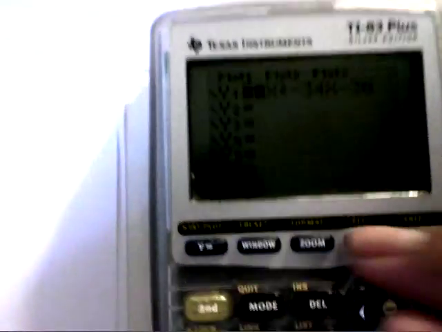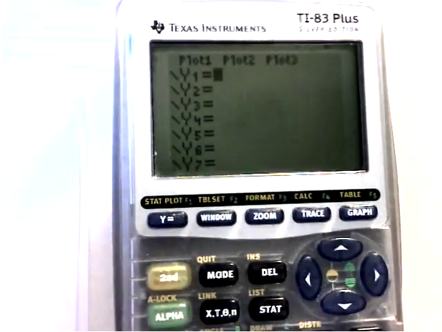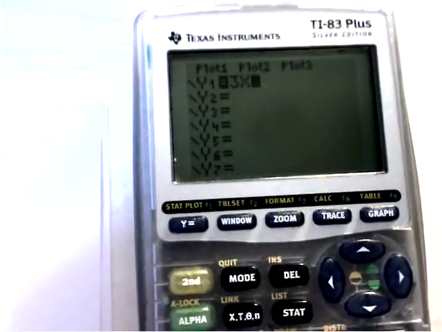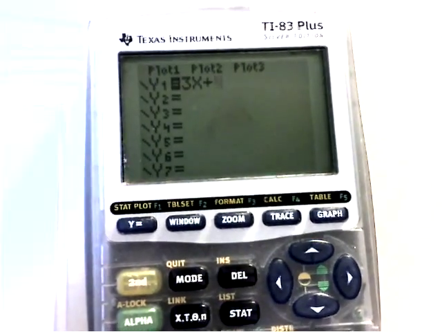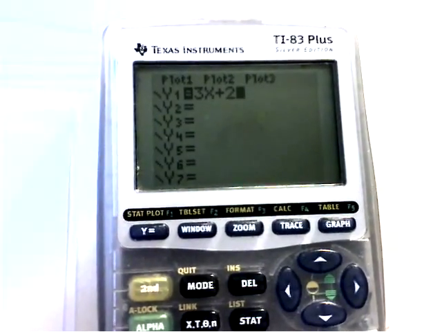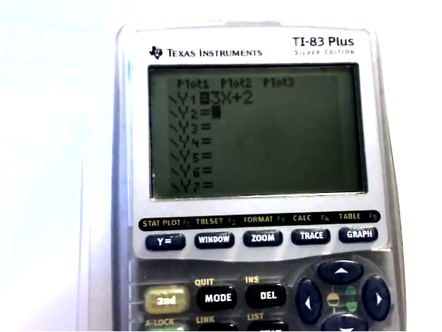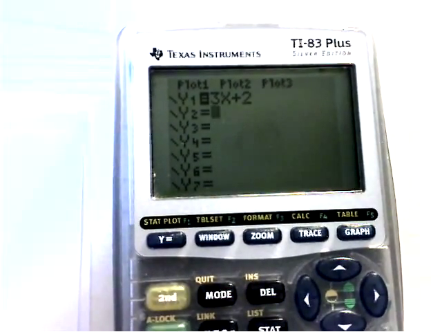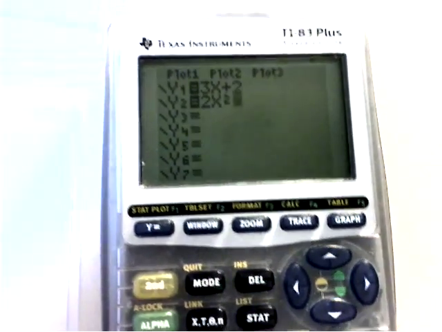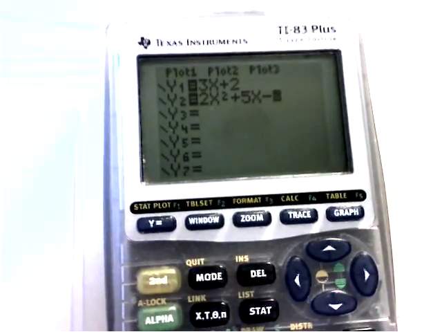Okay, let's go to y equal. Now let's go ahead and clear this equation out, pressing the clear key. The first equation was 3x plus 2. So we type in 3 and then X-T-theta for the x and then plus 2. We'll type that in y1. Hit your down arrow key to go to y2. We're going to type in the second equation, which is our q of x. That's 2x squared, 2 X-T-theta, and then x squared for your exponent of 2, plus 5x minus 3.